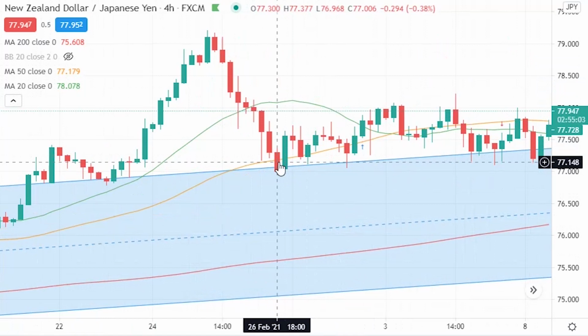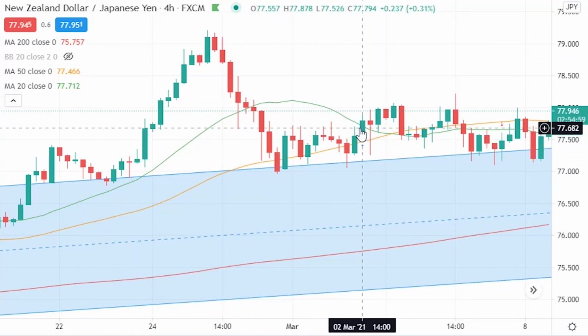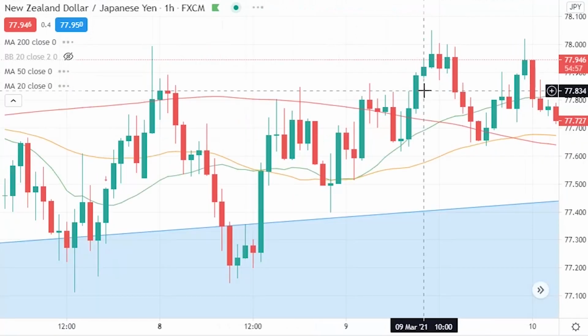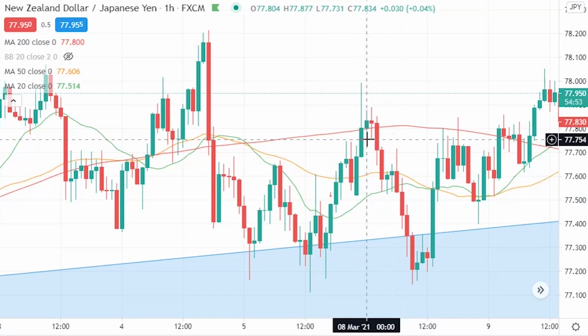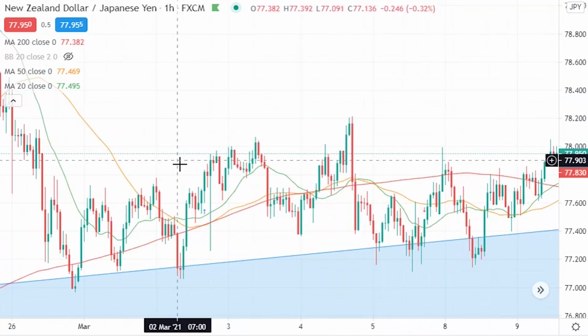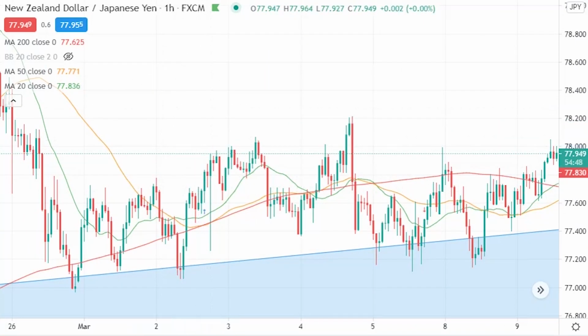If we scroll out, here's another weekend gap, so we can't take that. And it looks like I actually took one here. I just can't find it. Oh, that was for a different reason.